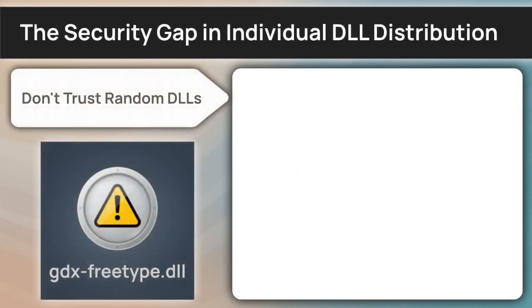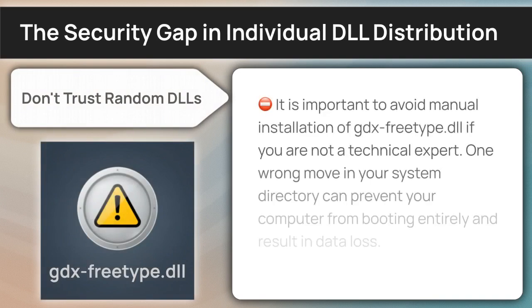To ensure long-term stability, we should review the safety risks associated with unverified file sources. Be aware that manual interventions for Gdx-freetype library DLL often create secondary conflicts. Using an incorrect file version can cause cascading application crashes, making your workstation significantly less stable than before.